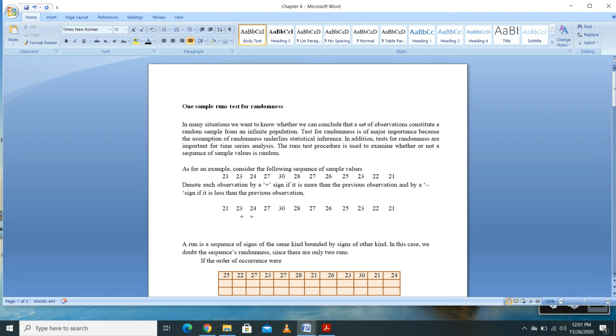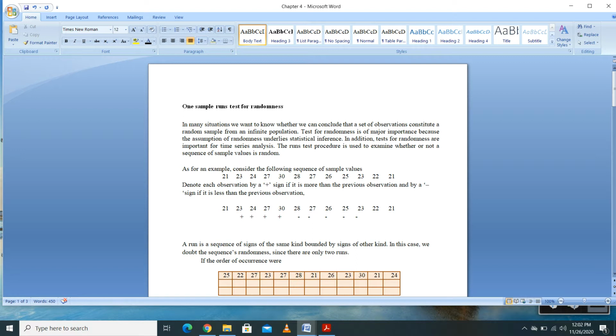Then we have 27, which is larger than the previous one, so we mark a plus sign. Then we have 30, which is larger than 27, so a plus sign. And then we have 28, which is less than 30, so we enter a minus mark. Then you have 27, which is less than 28, so a minus sign. Then 26, which is less than 27, a minus mark. Then 25, which is less than 26, a minus mark.